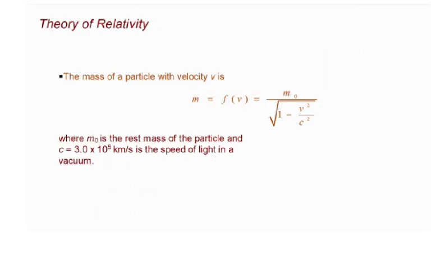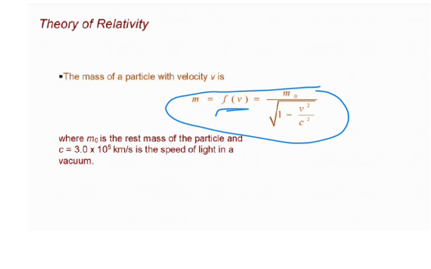An example of an algebraic function that occurs naturally is the theory of relativity. This is the theory of relativity right here. And so it's the mass of a particle with velocity v is equal to this expression. Now, this is a theory. It's naturally occurring, but it's not a nice, neat polynomial. It's just an algebraic expression. So m0 is the rest mass of a particle, and c, it's a constant, it's the speed of light. And you would use this to figure out the velocity.